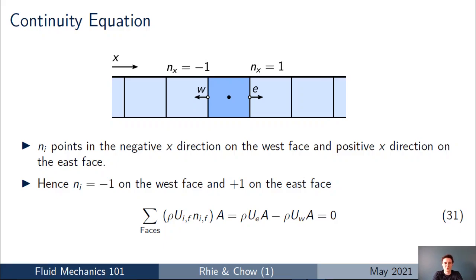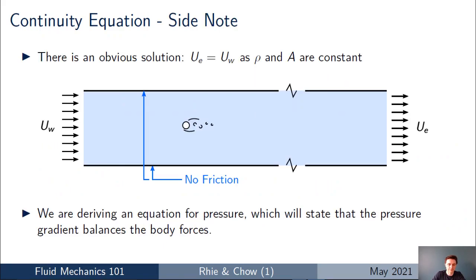We've got rho UA on the east face and then minus rho UA on the west face. And many of you will be used to this simple form of the continuity equation from your earlier studies in fluid mechanics. You've got rho UA, of course, is the mass flow rate. So the mass flow rate on the east face has to balance the mass flow rate on the west face so that we can conserve mass in that cell.